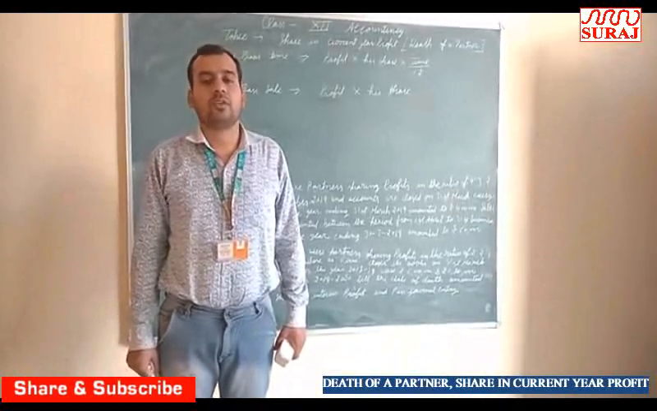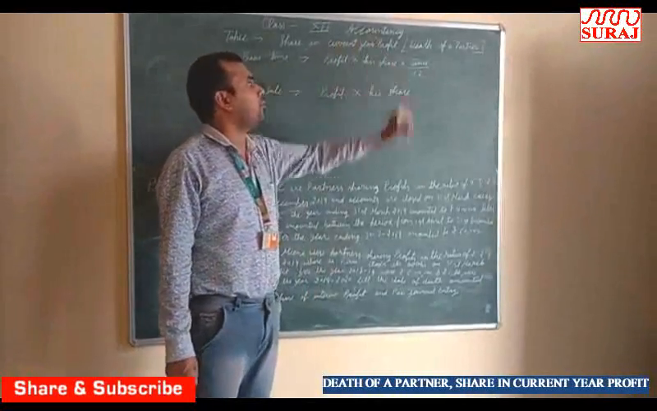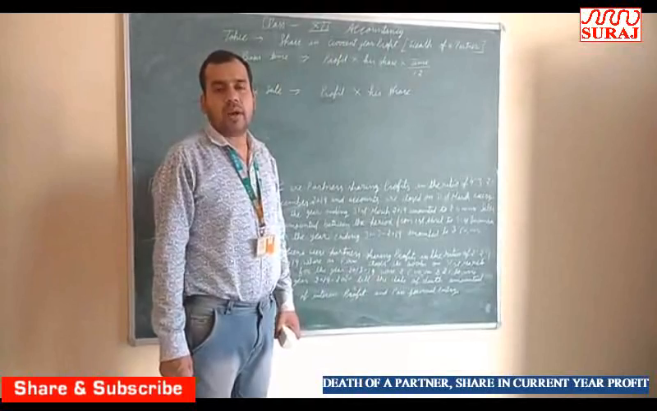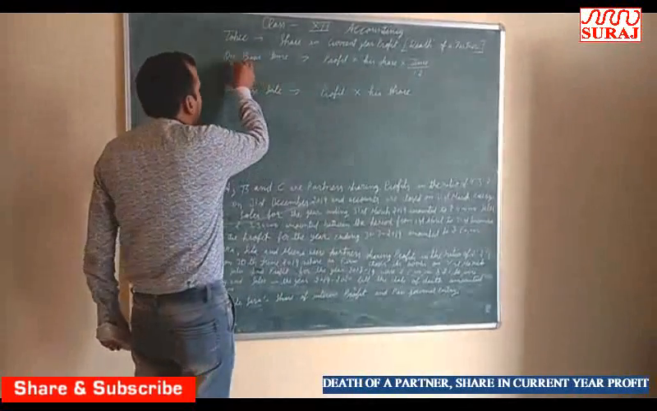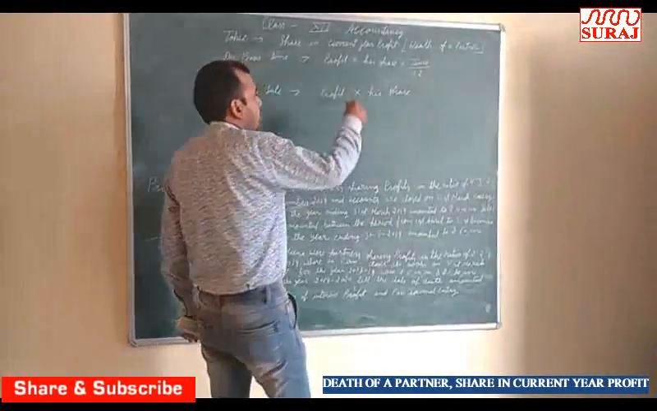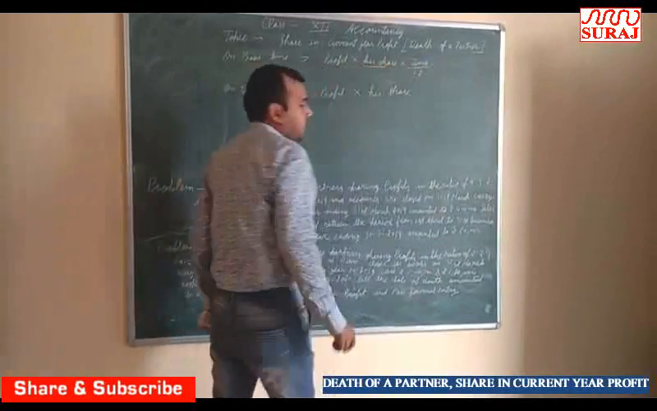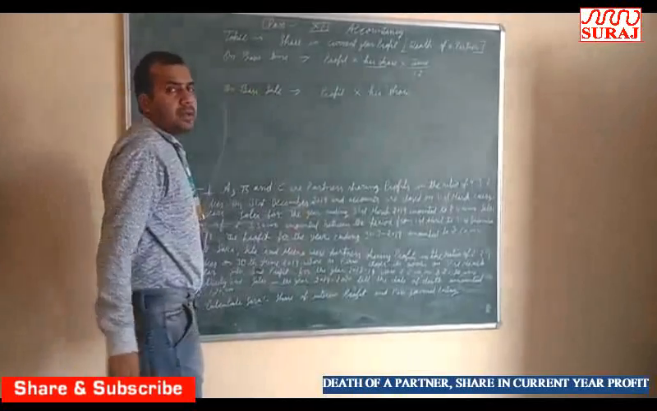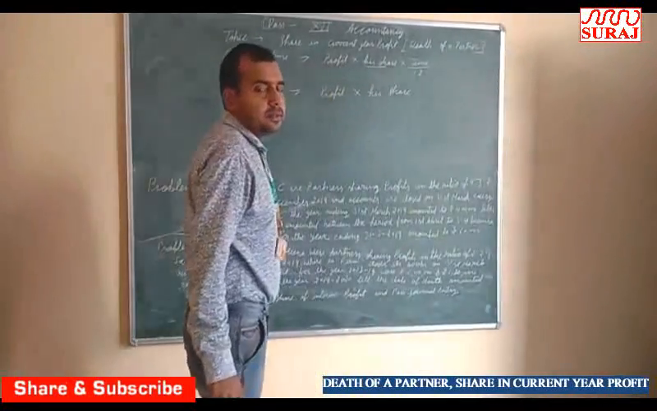On behalf of Surya School, today I will teach you the topic of sharing current year profit in case of death of a partner. Dear students, sharing current year profit is done on two bases. First is on the basis of time. On the basis of time, your formula is profit into its share into T by 12. On the basis of sale, your formula is profit into its share.